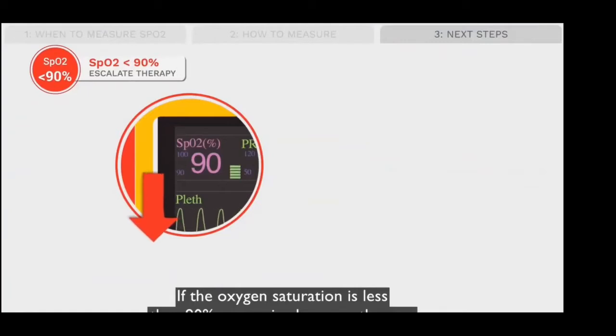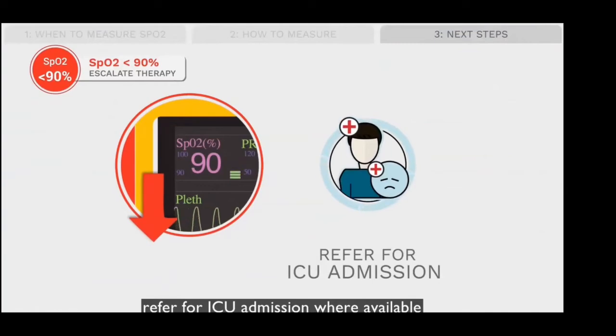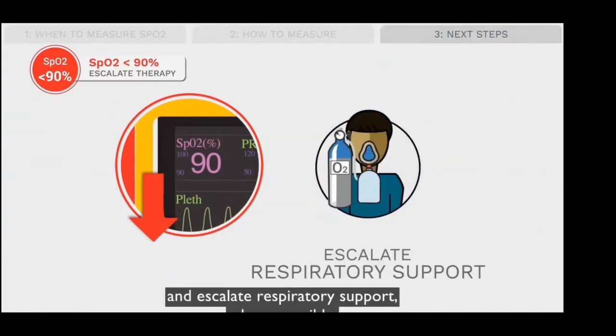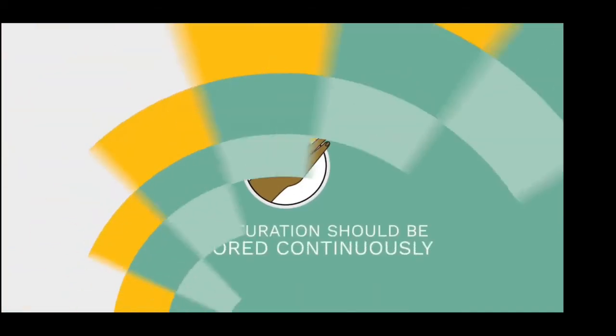If the oxygen saturation is less than 90% on maximal oxygen therapy, refer for ICU admission where available and escalate respiratory support where possible. Oxygen saturation should ideally be monitored continuously.